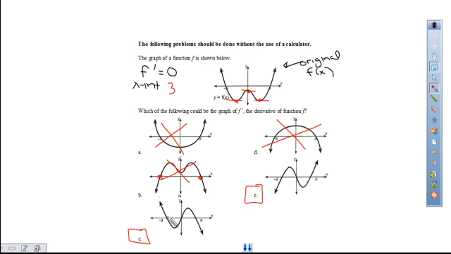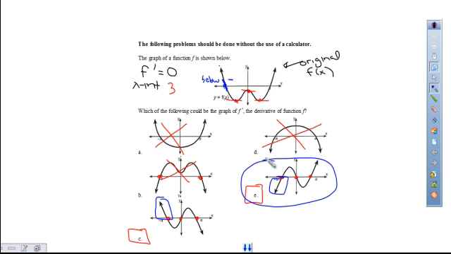Both of them have 3 x-intercepts. So the next thing I'm going to do is look at the slopes of the line. Notice that from negative infinity to this point, my slopes are negative. So that means my function is decreasing, so my derivative is going to be below the x-axis at this point. Notice here, I'm below the x-axis. Here, I'm above the x-axis. So by elimination, my answer has to be E.